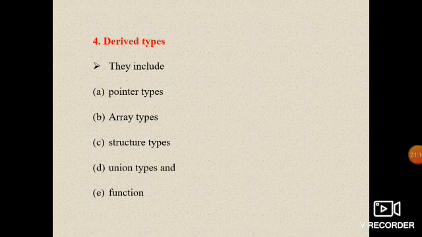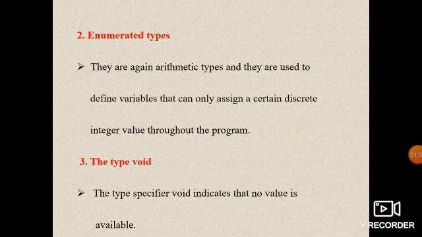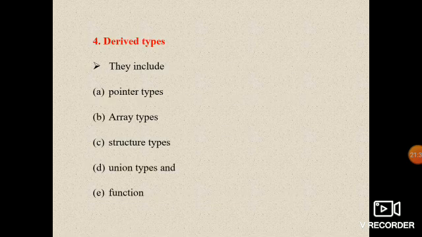And next, derived data type. In derived data type, the fourth one, we have pointer type, array type, structures, unions, and functions. So we will be using these. So these are the 4 basic classifications. First one basic, next one enumerated and void type, and next derived type.